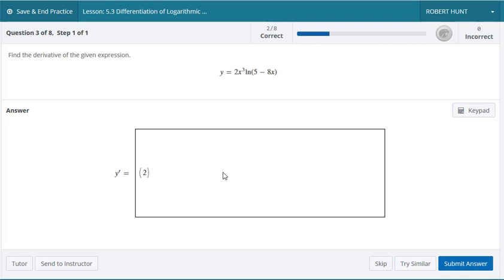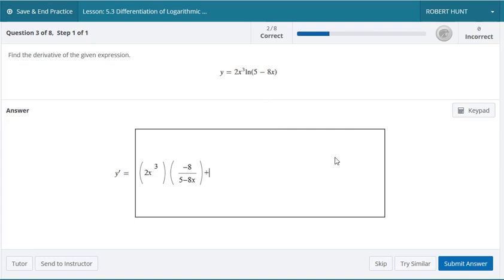So first is 2x cubed times the derivative of the second. Now we need to do the derivative of the log of 5 minus 8x. Again, the derivative of a log is a fraction. The bottom of the fraction is what you're taking the log of, which is 5 minus 8x. And then the top is the derivative of the bottom. The derivative of 5 is 0. The derivative of negative 8x will be negative 8. So that's the derivative of the second.